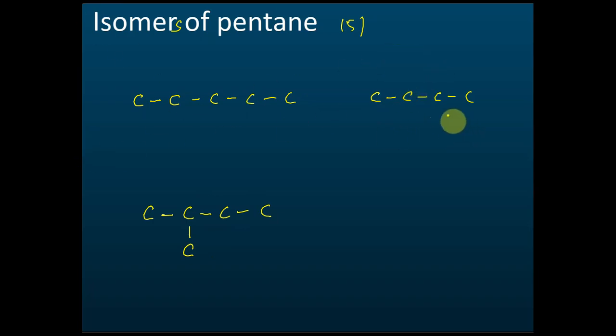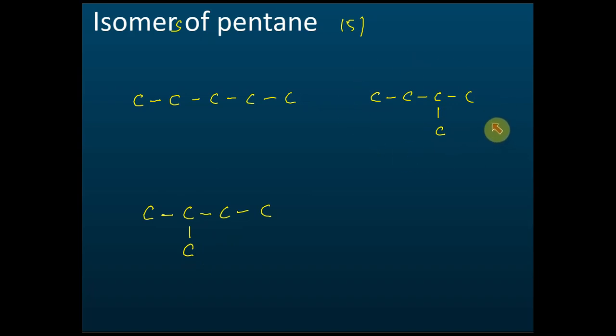If cannot, then how about if I put my carbon here? This one is attached to the third carbon. No, that's not correct. Why? Because we count from the nearest end. This one, 1, 2, attached to the second carbon. We cannot start from here. We must start from the right-hand side, 1, 2. Still, this branch is attached to the second carbon. So this and this are still the same. So this is not another isomer.